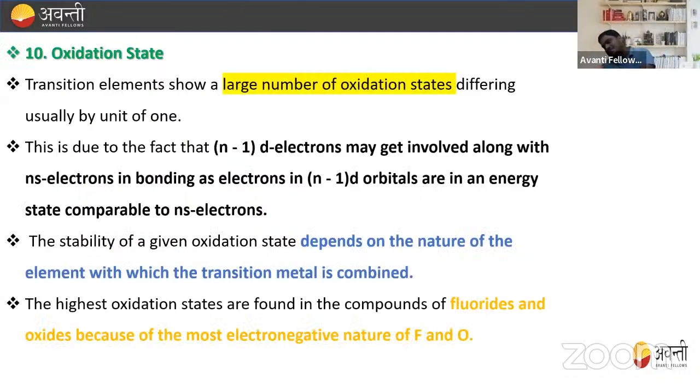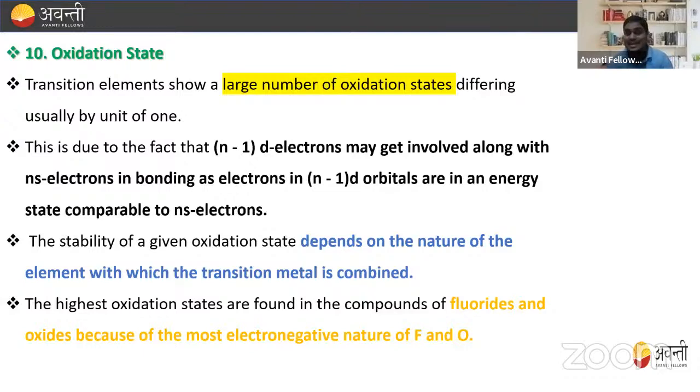Now, the next is oxidation state. So what do you mean by this term oxidation state? Basically, transition elements show a large number of oxidation states differing usually by a unit of one. So they show a large number of oxidation states which differ only by one in the oxidation number. Some say +3, some say +2. So they differ only by +1, a unit of one only. So transition elements show a large number of oxidation states.